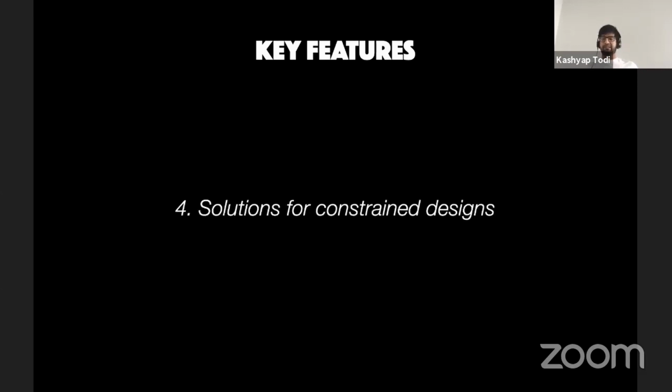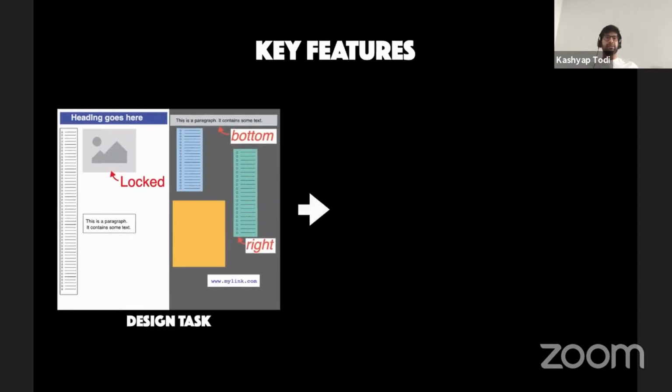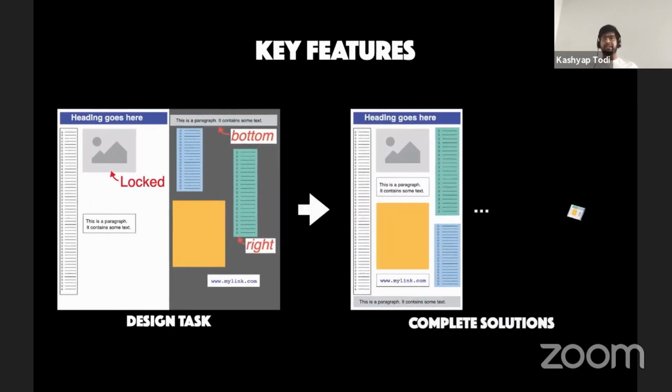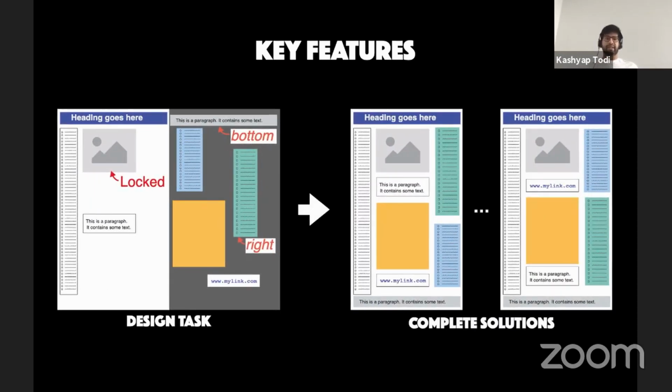And finally, the designer might also want to specify some constraints on the design. For example, they might want to lock some elements in place or say what element goes where, and they can do that using additional constraints. And once they specify, the optimizer would respect these constraints and still give out some different design ideas. So these are different features that go into the system itself.